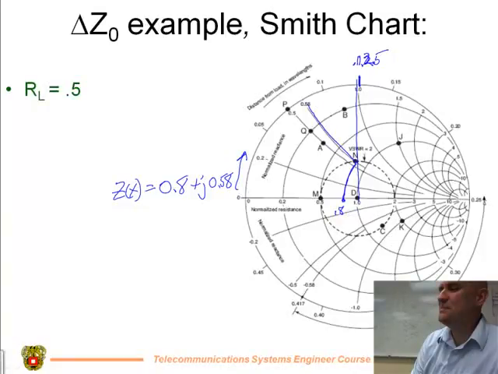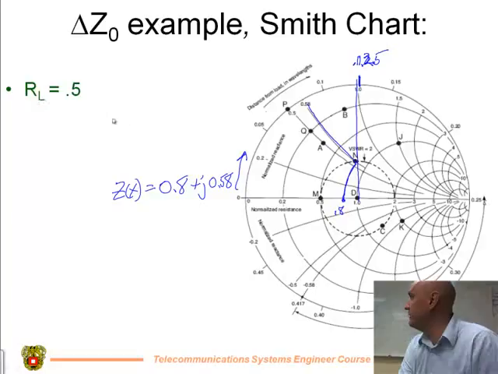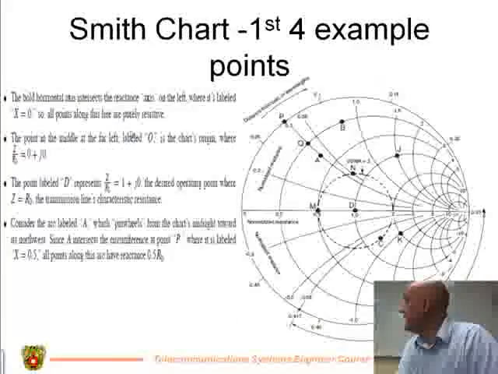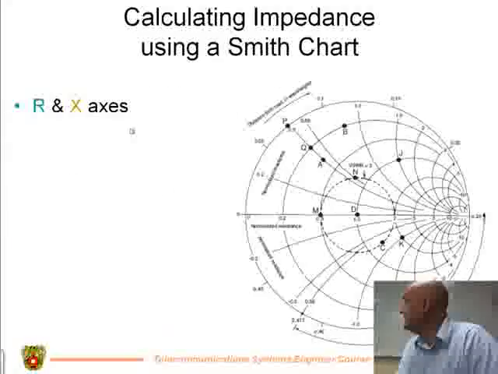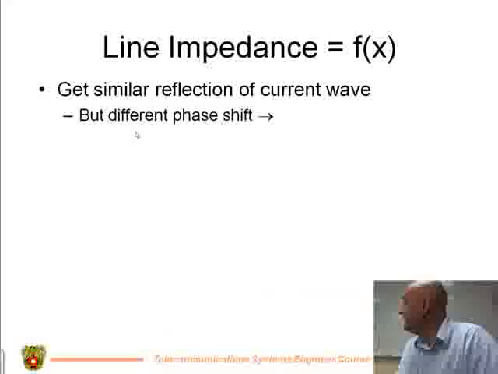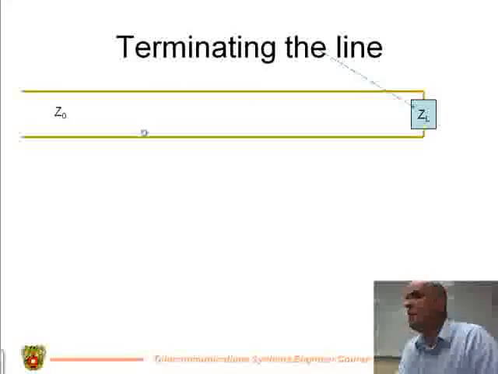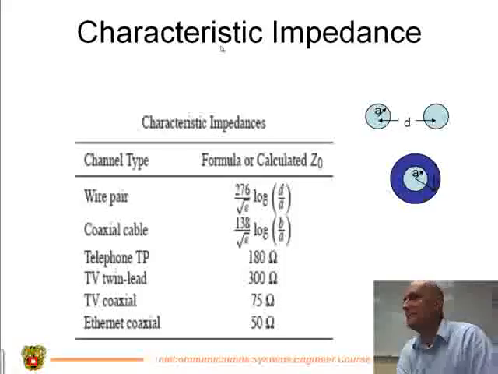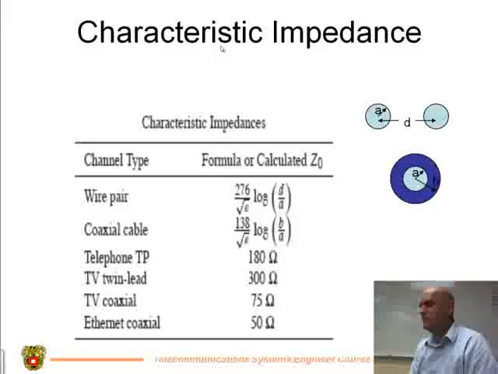Let's pick back up really briefly with transmission lines. Remember, we talked about the fact that we need to know a couple different things about transmission lines. Number one is what? The characteristic impedance. Why is the characteristic impedance important?